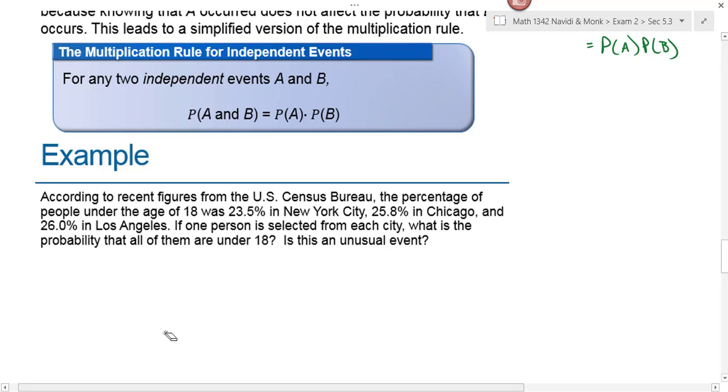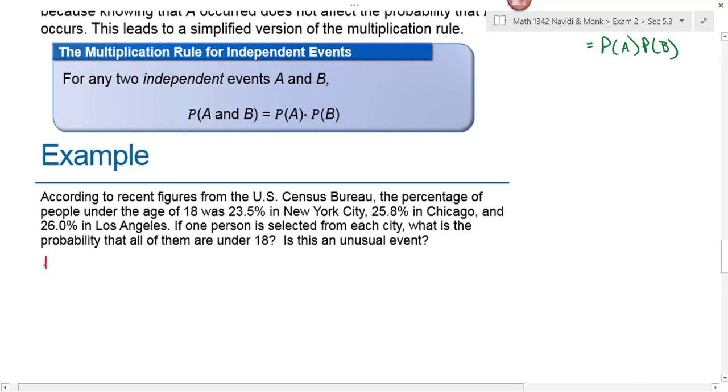According to the Census Bureau, the percentage of people under the age of 18 was 23.5% in New York City, 25.8% in Chicago, and 26% in Los Angeles. If one person is selected from each city, what is the probability that all of them are under 18? So here's the percentage of people in those cities that are under 18. What I'm asking you is, what's the probability that you select one person from Chicago, one from New York, one from LA, and that they're all under 18?